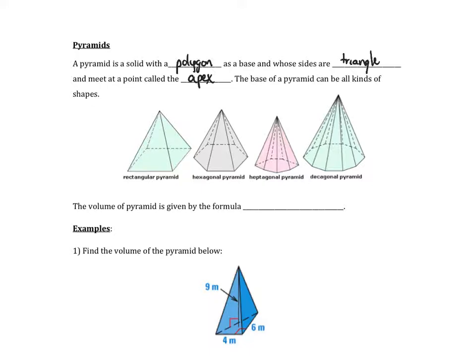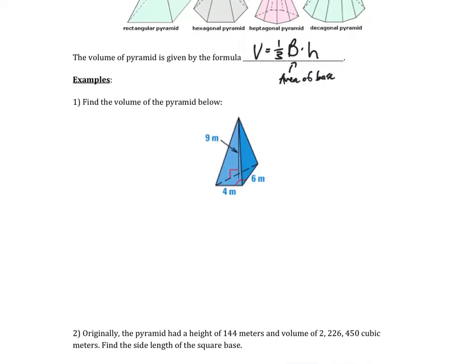So the volume of a pyramid is given, okay, a little bit more tricky than before, but not too much. 1/3 of the base times the height. And again, B is area of base, capital B. Okay. So let's take a look at a few examples here.